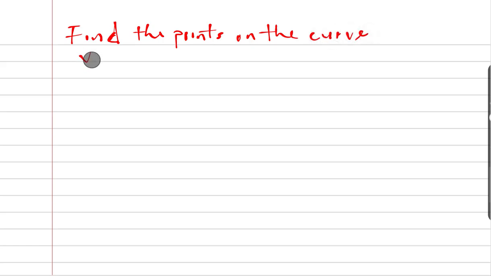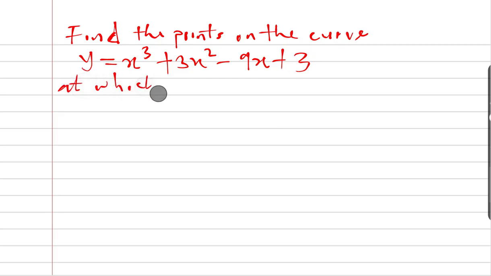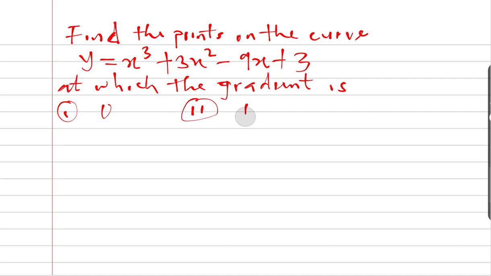Find the points on the curve y equals x raised to power 3 plus 3x squared minus 9x plus 3, at which the gradient is equal to: number 1, 0, and then number 2, 15. This is the two that we want to do together.